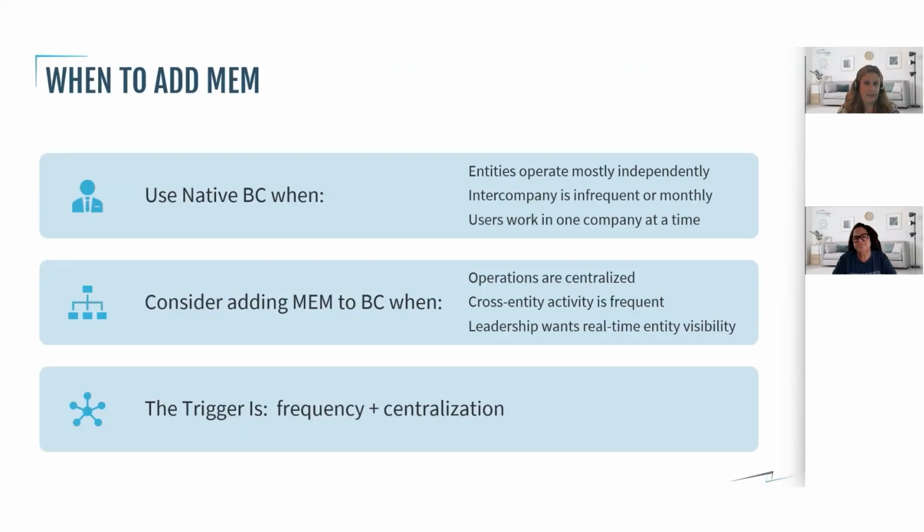So, when to add MEM? Use native BC when entities operate mostly independently. They have their own processes. They have their own chart of accounts, master records. If intercompany is infrequent or monthly, and if users work in one company at a time. Consider adding MEM to BC when operations are centralized, cross-entity activity is frequent, and leadership wants real-time entity visibility and reporting. The trigger is frequency plus centralization.